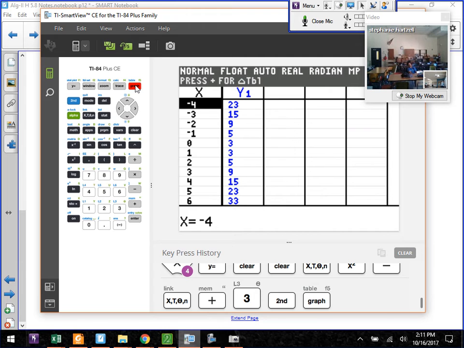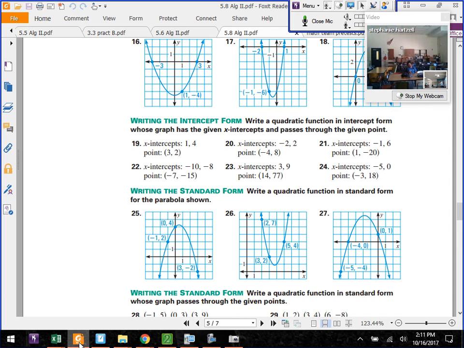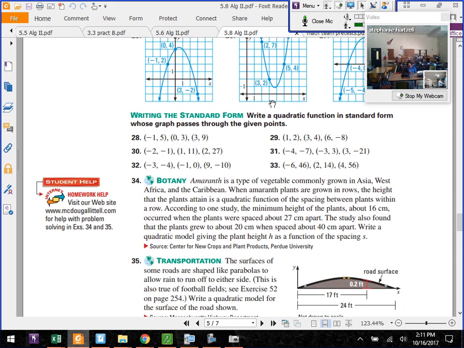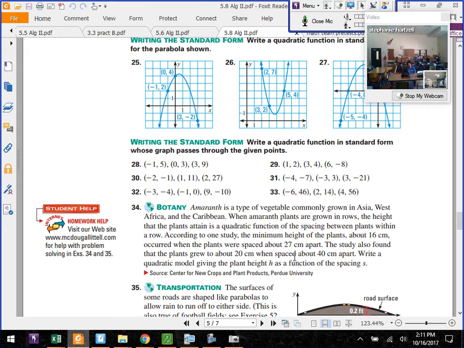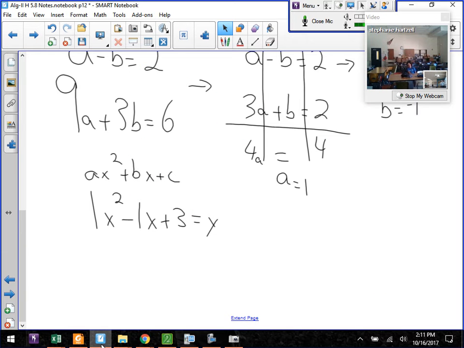Okay? Let me show you an example. Our final answer here was the equation in standard form. That would have been it, the 1x squared minus 1x plus 3.